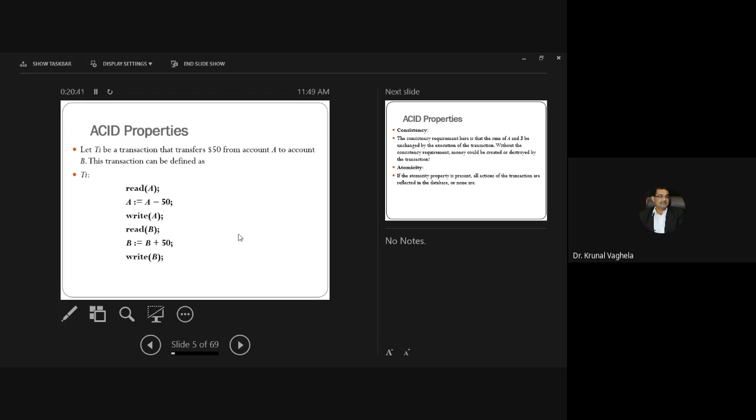The total before the transaction and after the transaction should be the same. So if Amazon has 5000 mobiles and you purchase 10, Amazon's balance must be 4990. So the total before and after the transaction should be the same, which is database consistency. Then isolation.